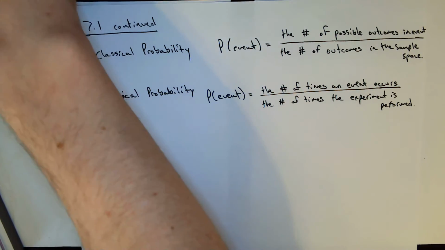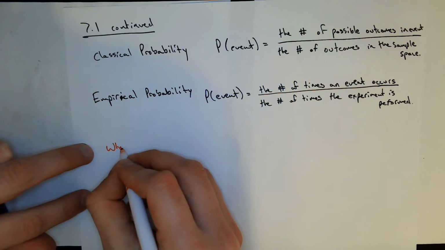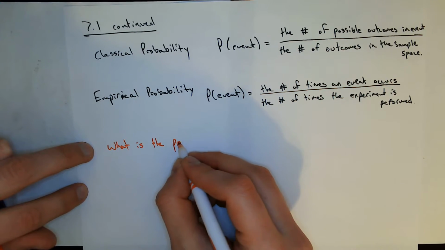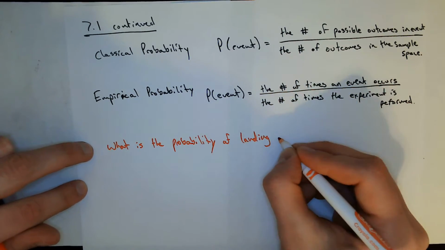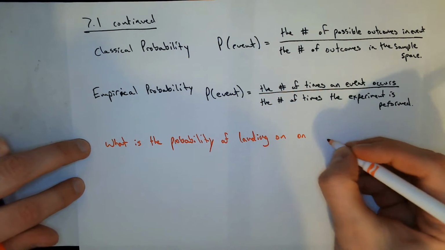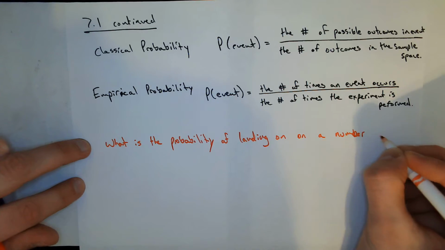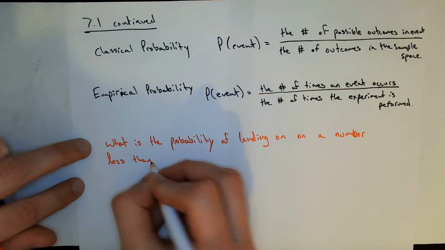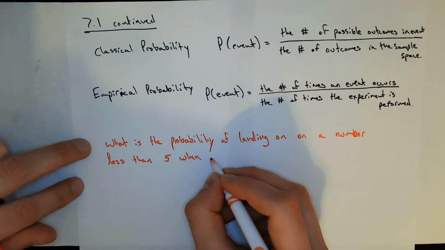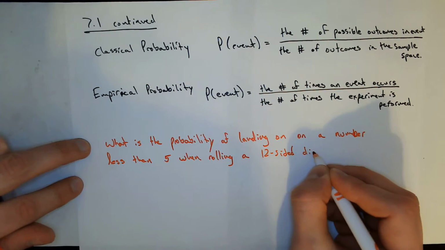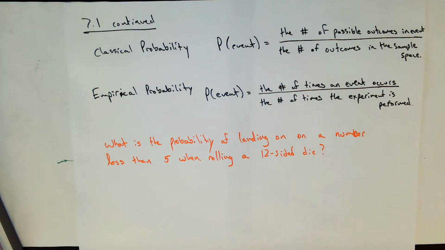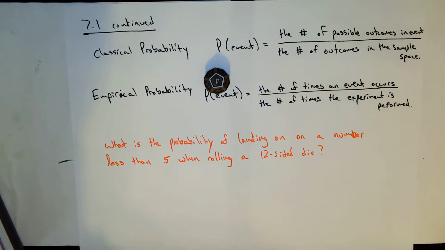Okay, so I have some dice, and let's say that I have a 12-sided dice. So this is a 12-sided die, or I guess I should say die when it's singular. Dice is plural. Anyways, 12 sides. And I ask the question: what is the probability of landing on a number less than 5 when rolling a 12-sided die?